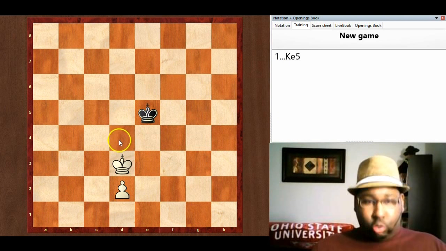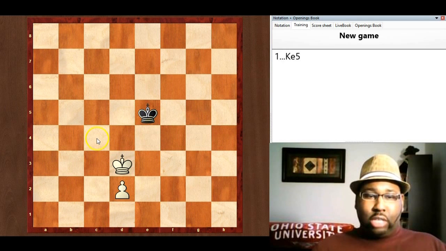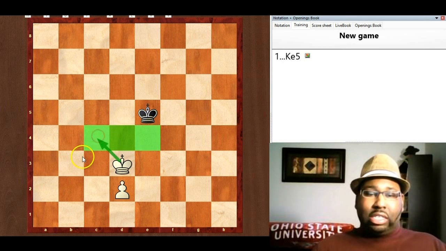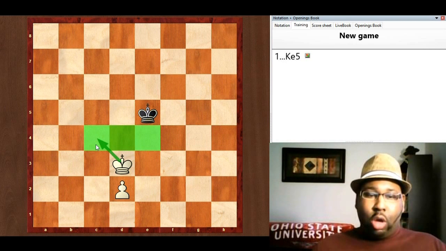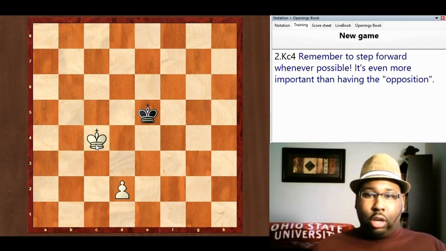Now, what does that do? If I highlight these squares again, you have C4, D4, and E4. Now, white can step into that C4 square. So he can step forward. He can move into the black king's territory here. Right? He has taken the opposition with the move C4.